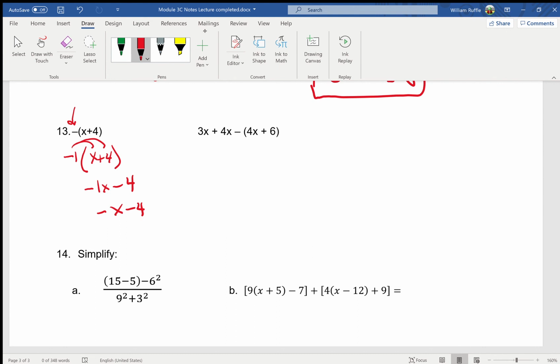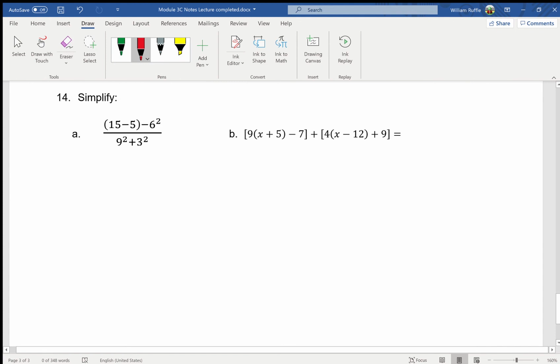Here, the next question is, we have to make sure we distribute before we combine like terms. So this is 3x plus 4x. And again, this is the exact same thing as the question before. I have to distribute the negative to each one of these. So this is minus 4x minus 6. I can't tell you how many times this mistake is made. The 6 has forgotten to change its sign. This negative must go to each one inside the parentheses. Now 3x plus 4x is 7x. 7x minus 4x is 3x minus 6, and that's my answer.